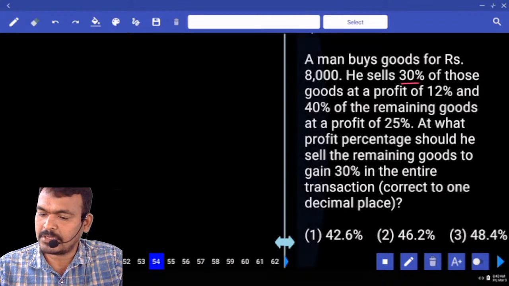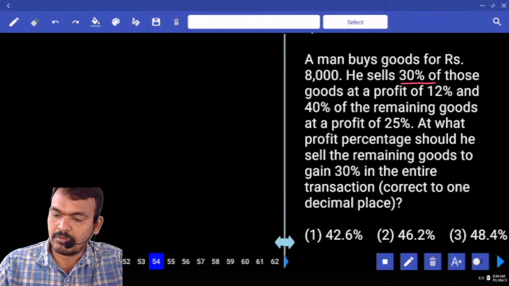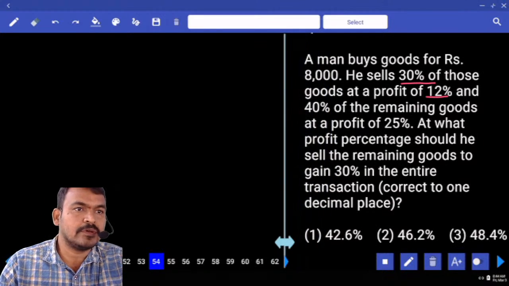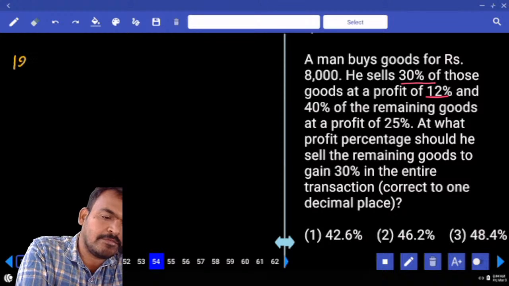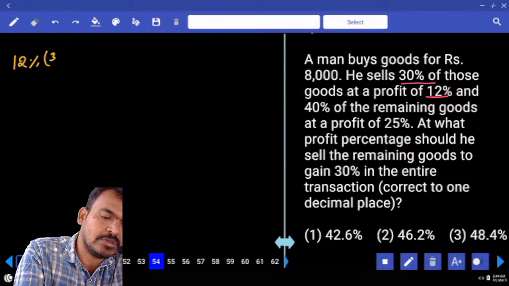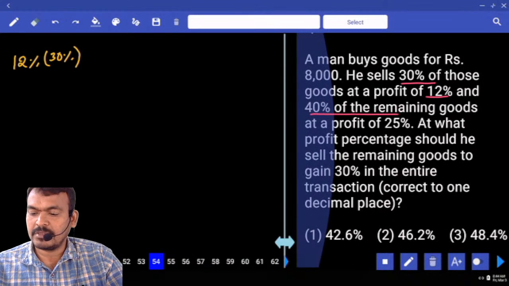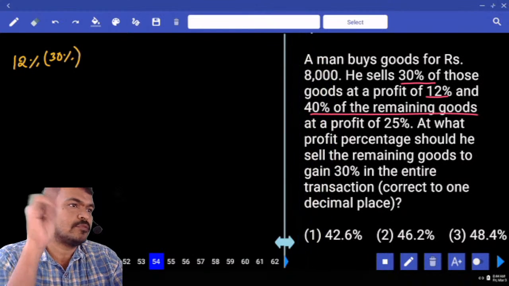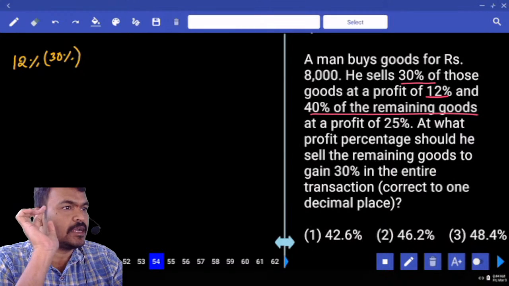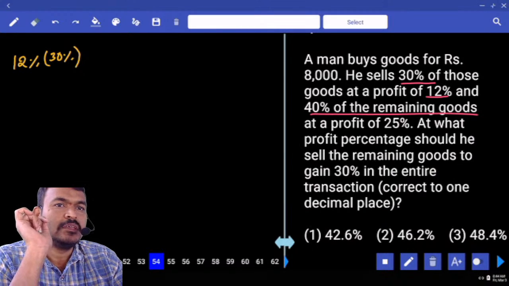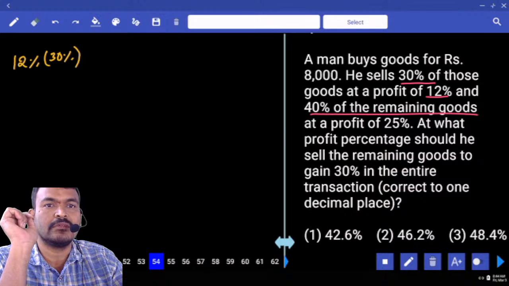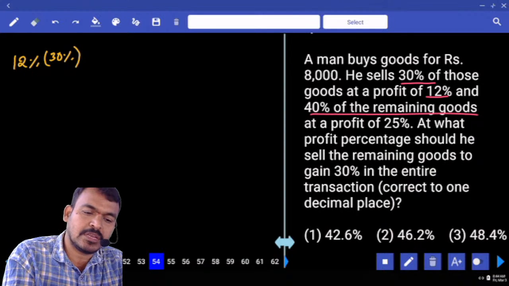First time, how much percent is sold? 30%. The profit is 12% of that 30%. Second time, 40% of the remaining goods. Suppose total goods are 100%. In that, 30% is completed. What is the remaining? 70. In that, 40%. What is 40% of 70%?